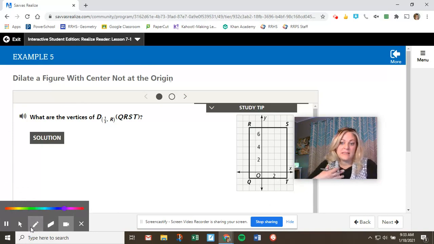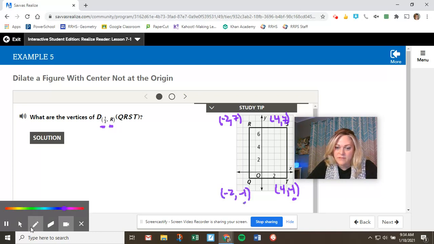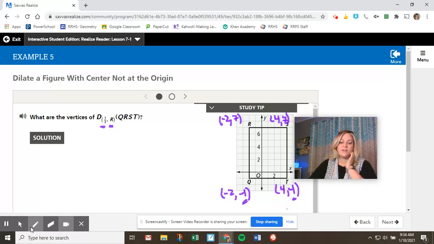So let's start by labeling the vertices like we did on the other ones. Even though this is a scale factor of 1/2, we're dilating from point R. Point R looks like it's -2, 7. Point S, I think that's a 4, and again, it would be 7. Point T, 4, -1. I want to make sure that's a -1 right there. -1 is not a 4. And then this one looks like Q is -2, -1. Okay, so those both are -1s. Not that first one, it looks like a 4.